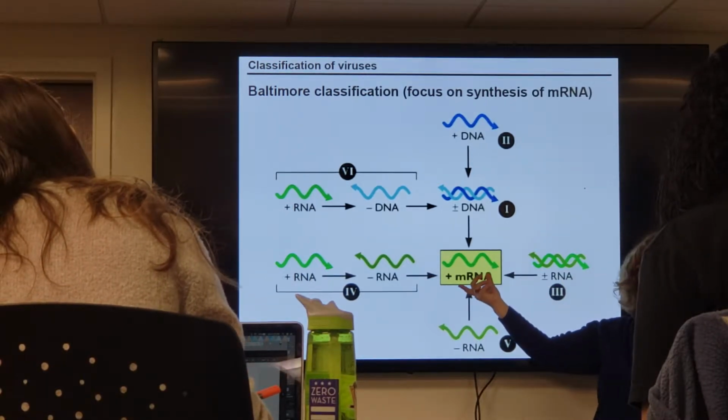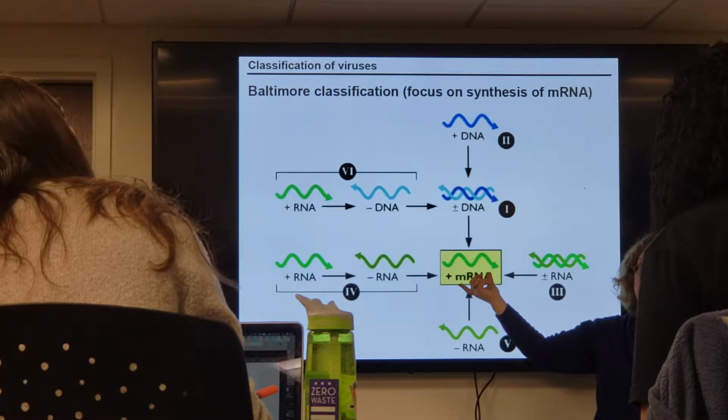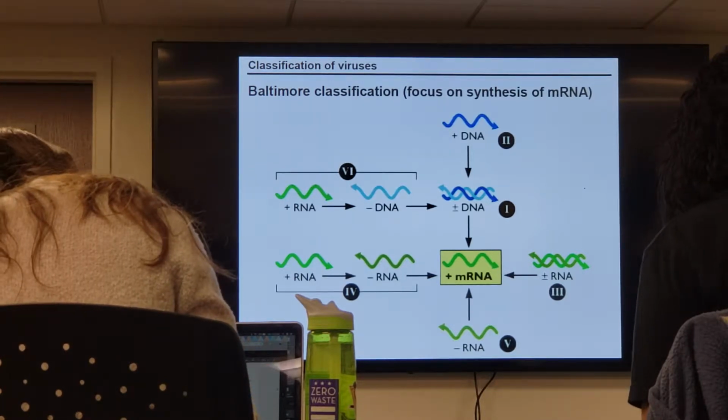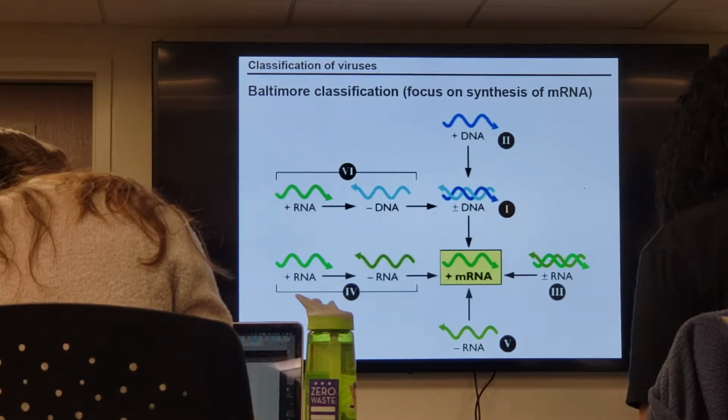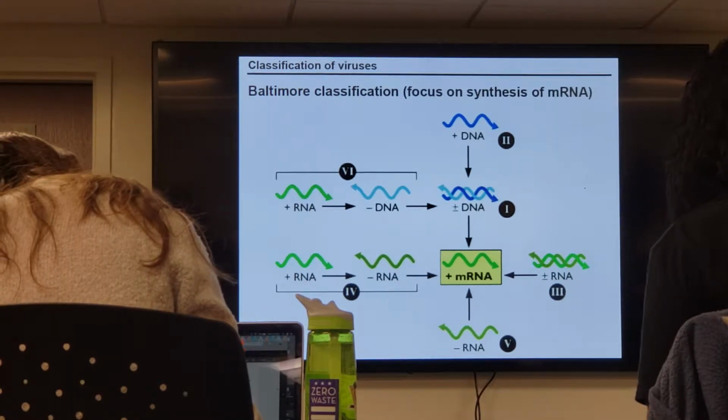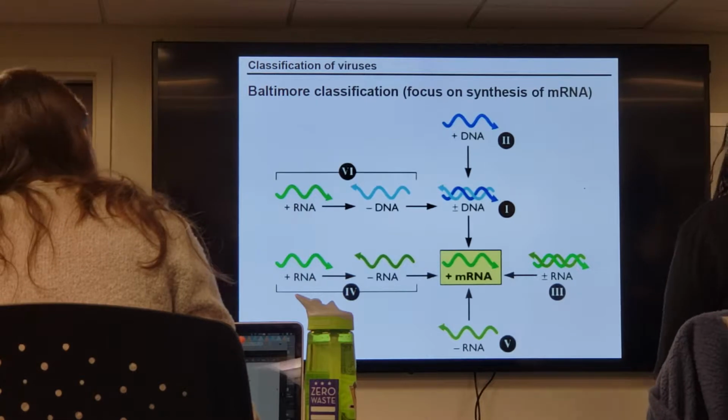We can use that positive sense strand to translate into our proteins. Okay, so that's class 3, our double-stranded RNA. Class 4 are our positive sense RNA molecules. Now, class 4 is kind of interesting.